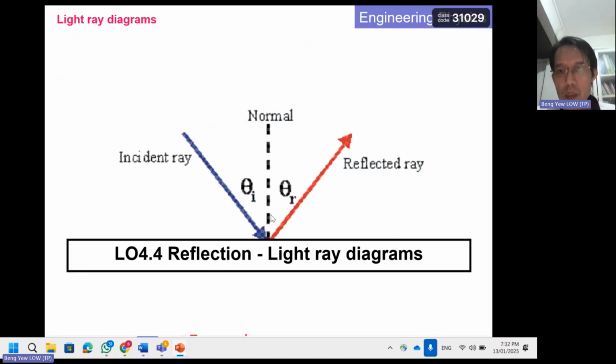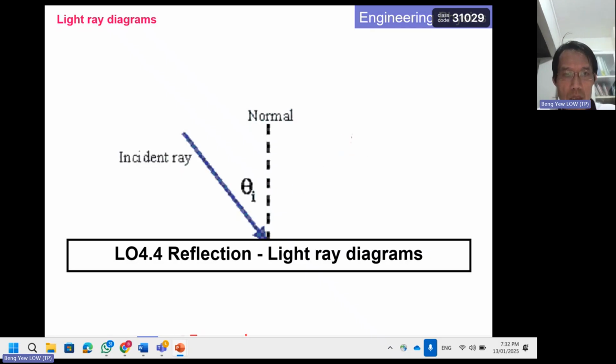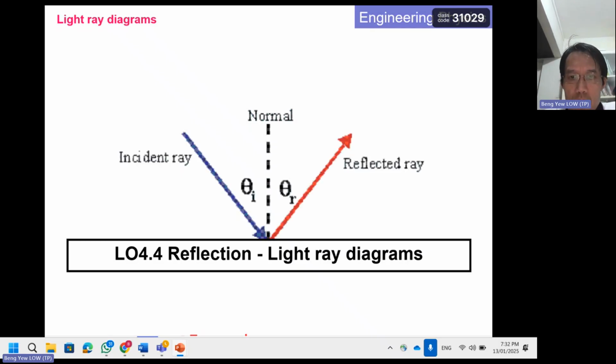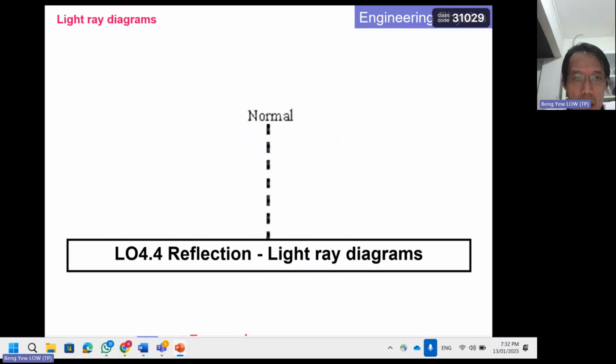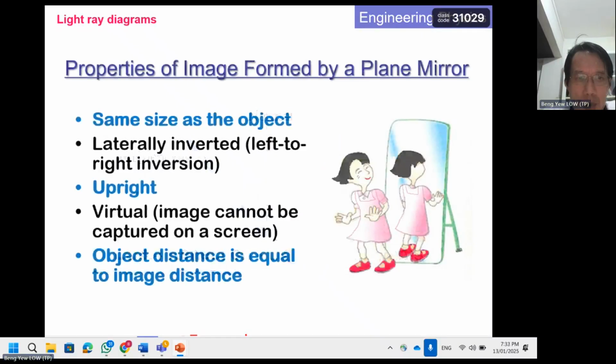In this video, we will learn about light reflection. At the end of the session, students should be able to draw a light ray diagram for plane mirrors and locate mirror images. Before we can draw light ray diagrams for mirrors, we need to know the properties of the image formed by a plane mirror.